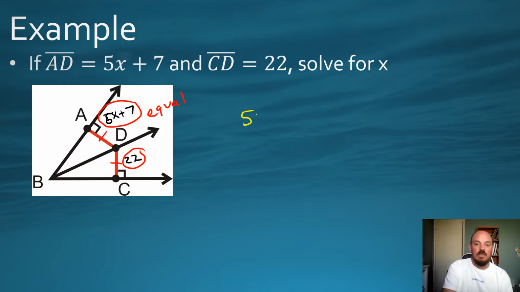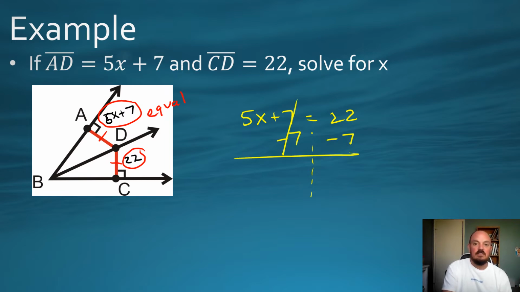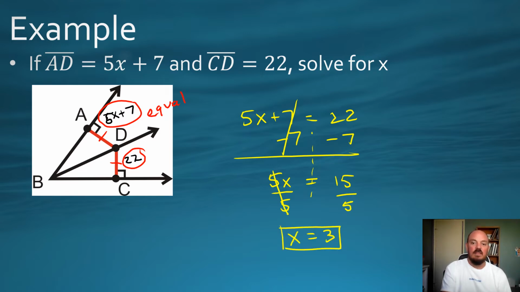I'm going to take those two things, 5x plus 7 and 22, I'm going to set them equal, and I'm going to solve for x. So I'll start by subtracting 7 from both sides. Cancel out that 7. Leaves just 5x here. 22 minus 7 is 15. And then we'll finish up by dividing by 5. Those cancel. 15 divided by 5 is 3. And that's our answer. X equals 3.